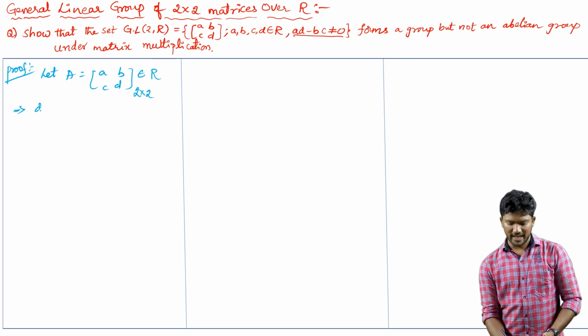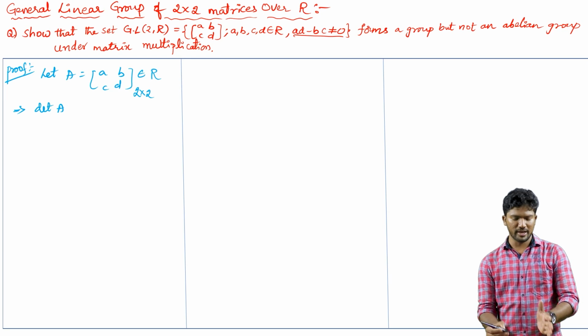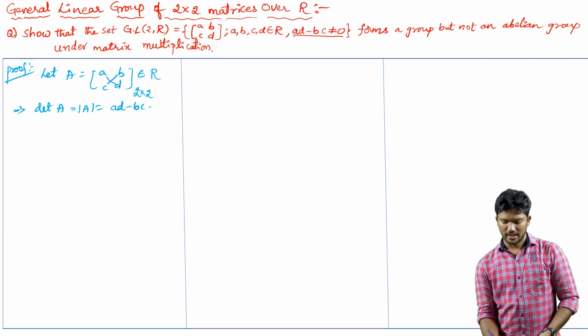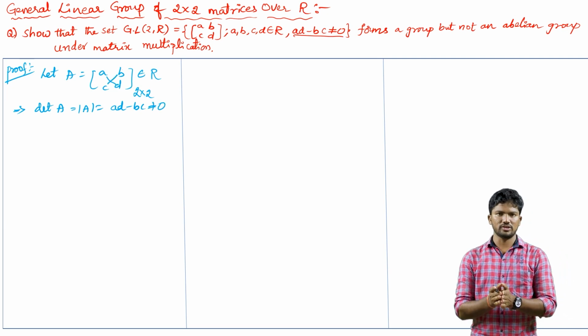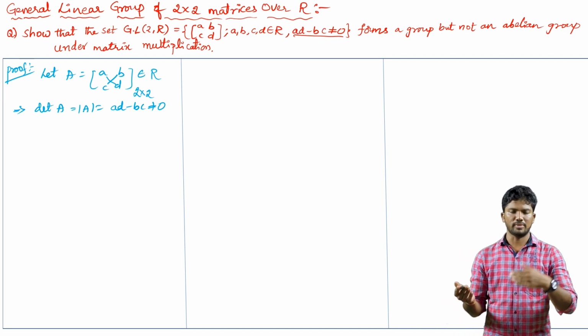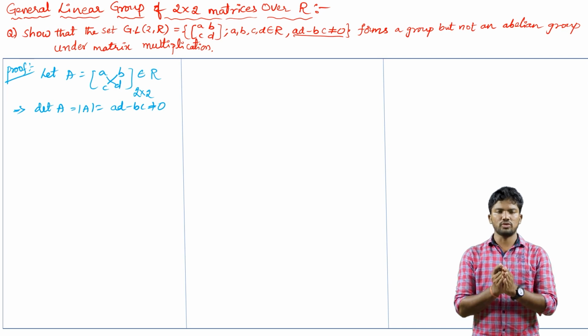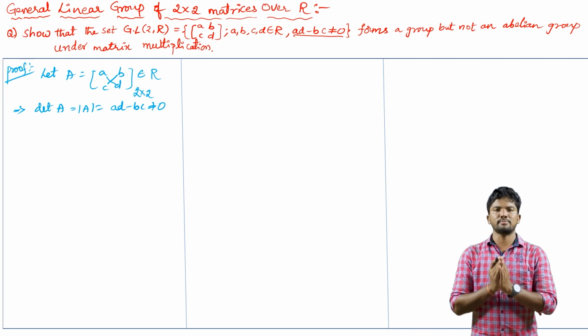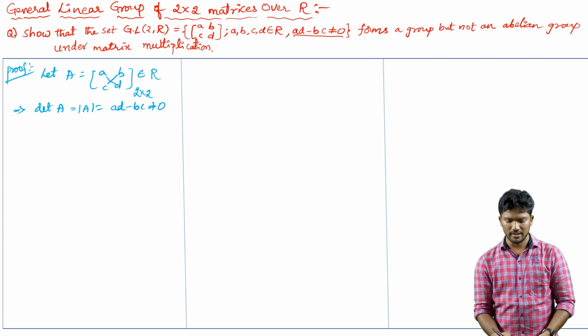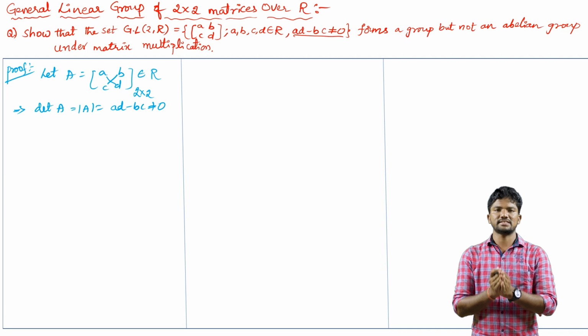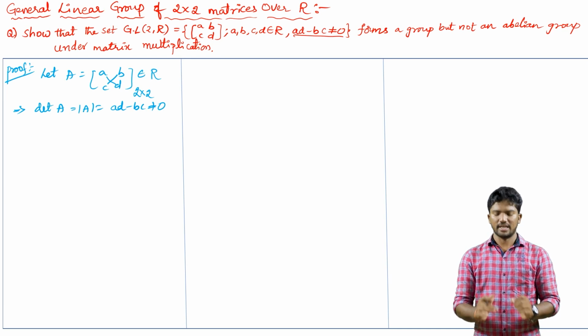Now det of capital A, that means the determinant of A, you can write as ad minus bc, not equal to 0. Not equal to 0 means it can be 1, 2, minus 1, minus 2, whatever, any value except 0. If you take any 2 by 2 matrix whose determinant is not equal to 0, then the set of matrices formed by those type of matrices is called the general linear group of 2 by 2 matrices over the real numbers.